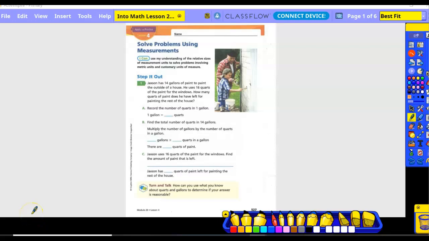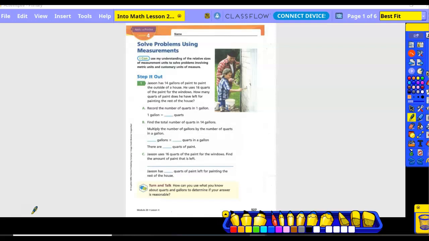Fourth grade math lesson 20.4. Solve problems using measurements. I can use my understanding of the relative sizes of measurement units to solve problems involving metric units and customary units of measurement. Okay, so we have been doing either customary or metric, right? We haven't intermixed yet. So today we're going to intermix them.